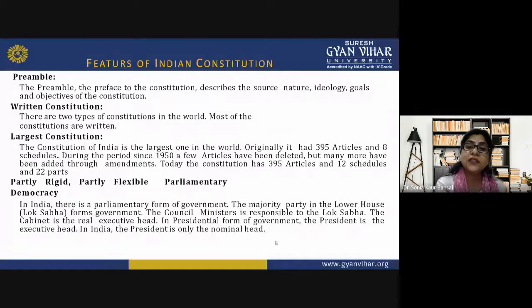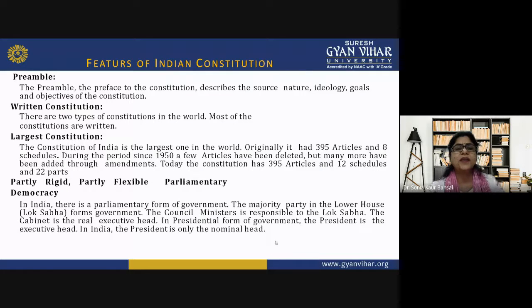Originally, it had 395 articles and 8 schedules. During the period since 1950, a few articles have been deleted, but many more have been added through amendments. And today the constitution has over 395 articles, 12 schedules, and 22 parts in it. It is a partly rigid, partly flexible parliamentary democracy.